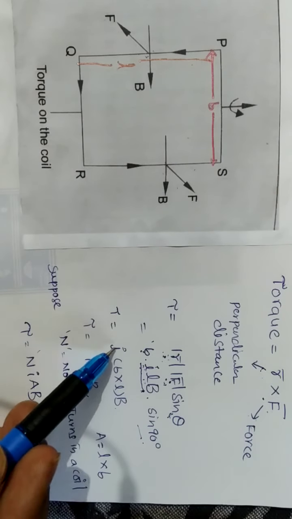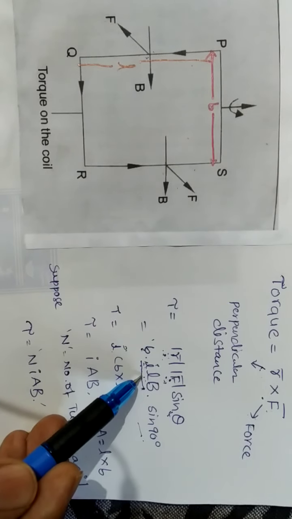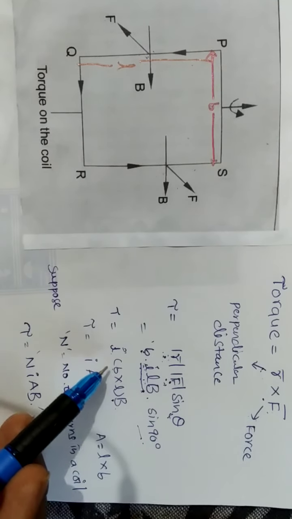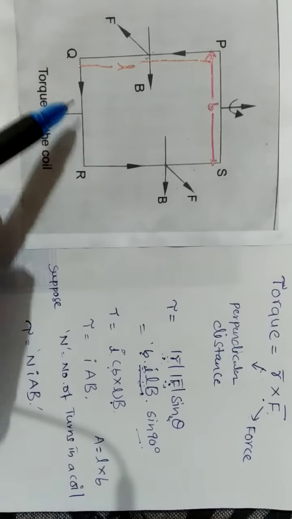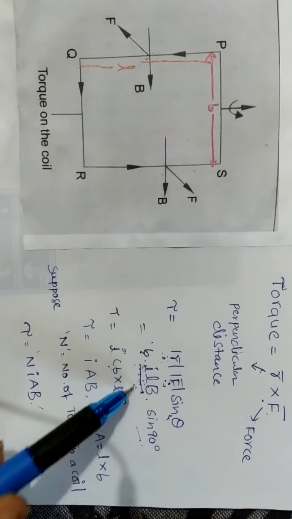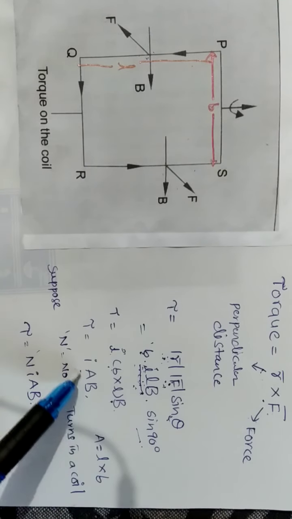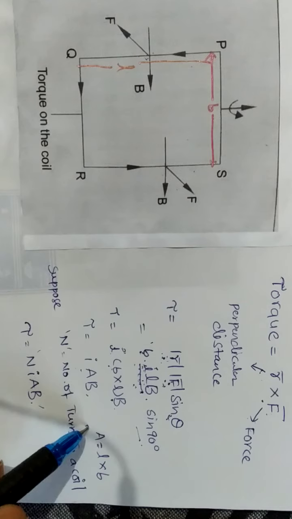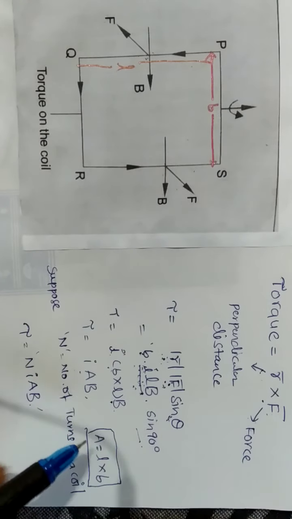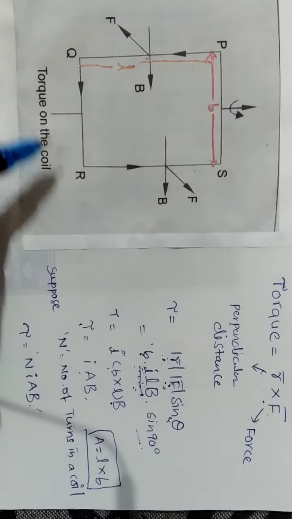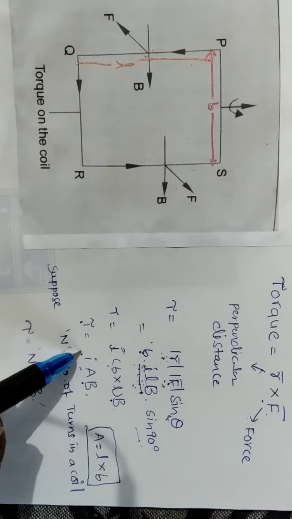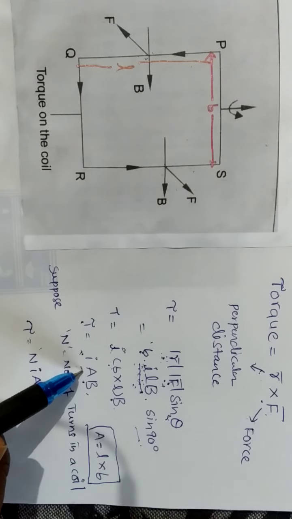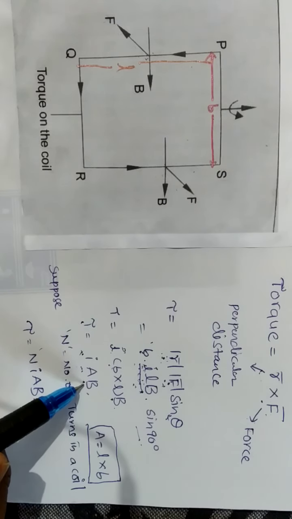I just rewrite it as I B into L, that is, L into b into I into B, where b is the breadth of the rectangular coil, L means the length of the rectangular coil, L into b gives us the area of the rectangular coil, where A is the area of the rectangular coil. So finally what we got? The torque acting on this coil is given as IAB, where I is the current through the coil, A means area of the coil, B means the magnetic field strength in which the coil is placed.